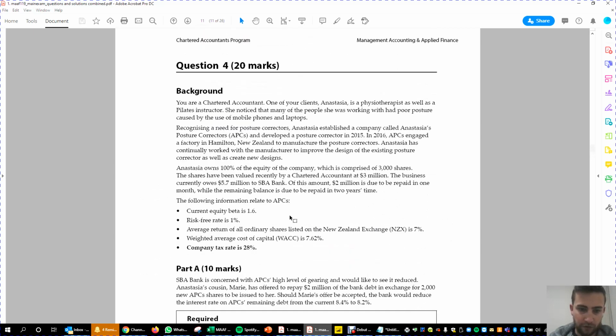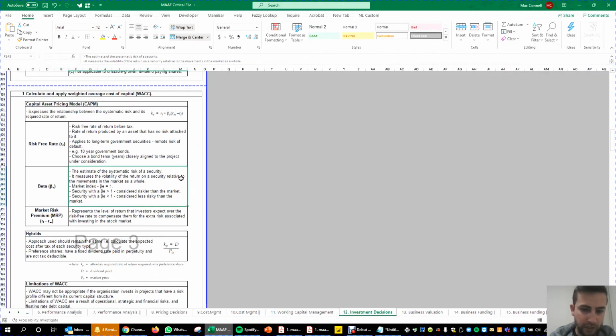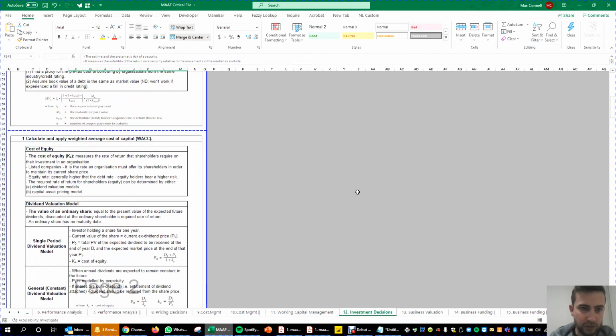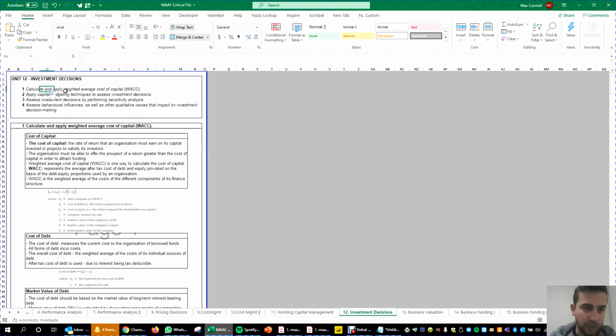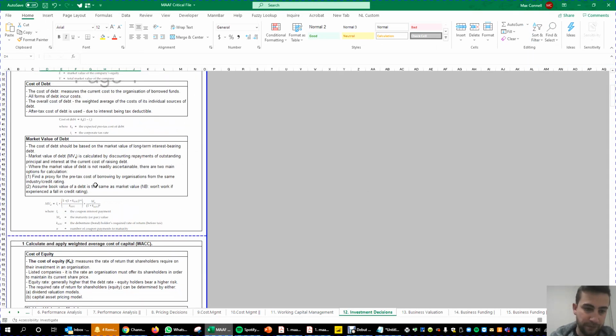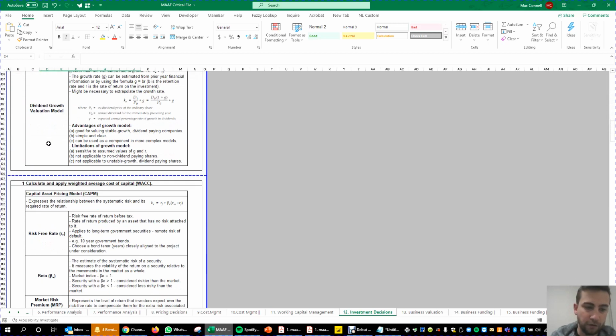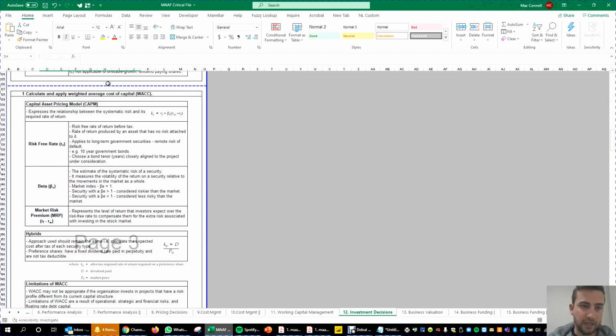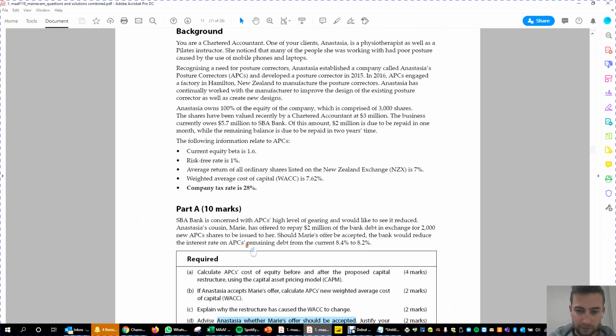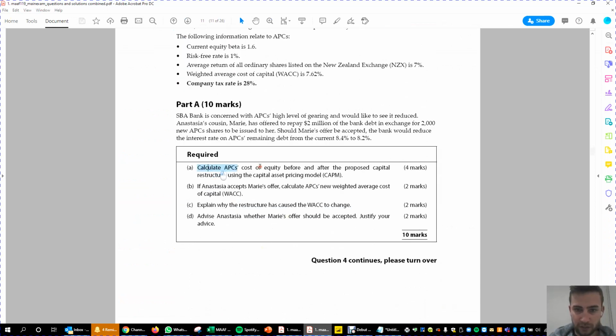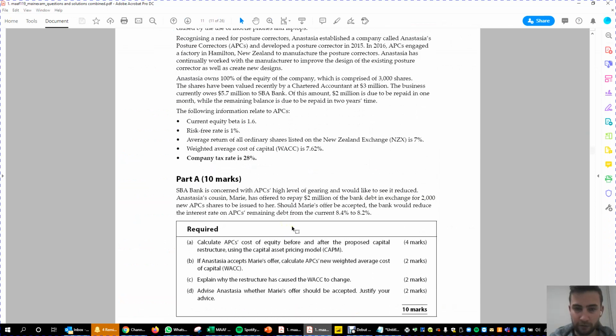Okay, so straight away we know that this is to do with investment decisions, which has the calculation of the cost of capital, which is a combination of equity and debt. And then there's methods for calculating the cost of equity and the cost of debt and so forth. So the cost of equity, there's a few different models. The CAPM, the capital asset pricing model, is one of those. Fortunately, the exam specifically says we need to use the CAPM model, so we need to have that formula ready to go.